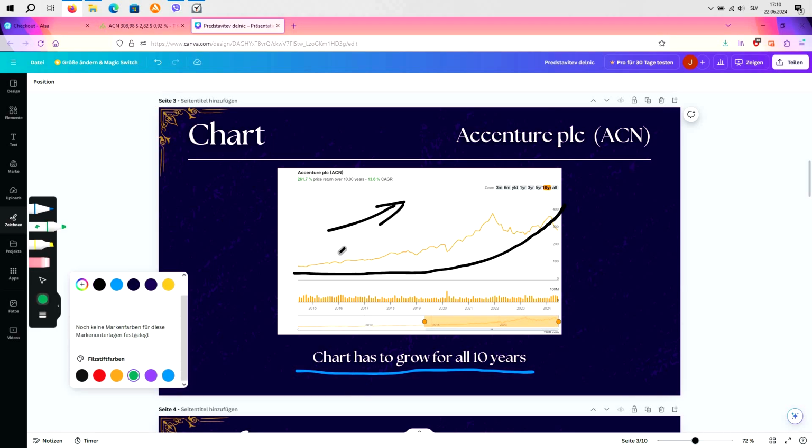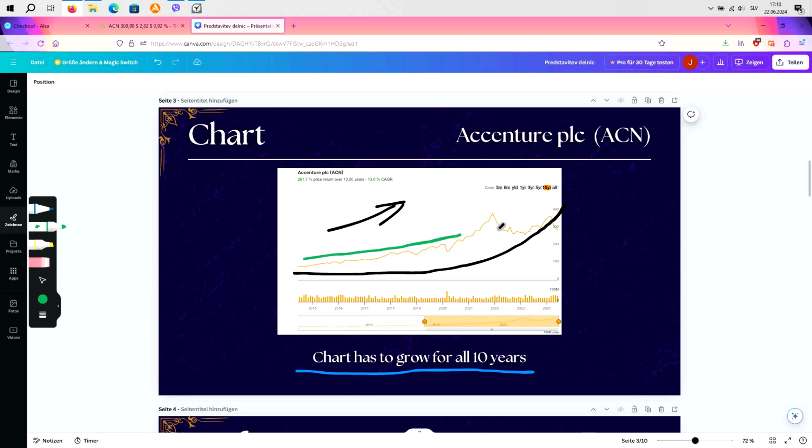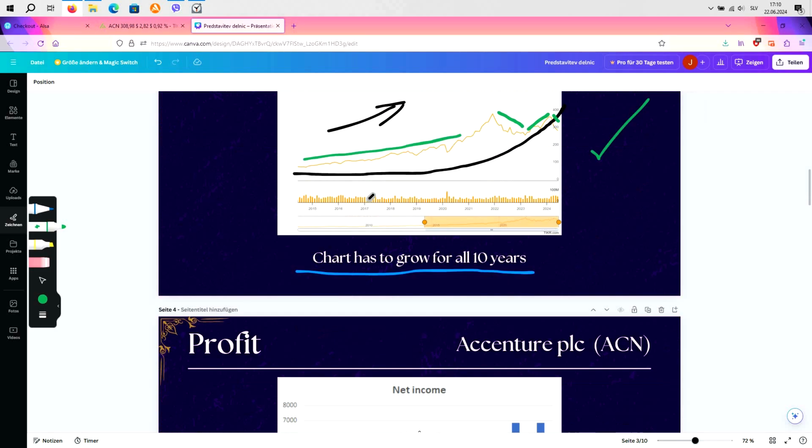Now, we can see that the chart here was growing and also following the line. But then it was kind of falling down and then going up again and now slightly falling. But generally, bro, the chart follows this exponential growth line. So the chart is good to go, okay?